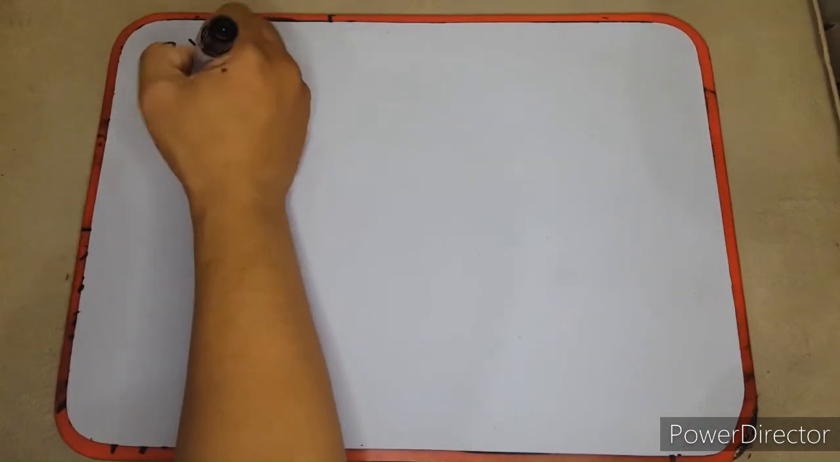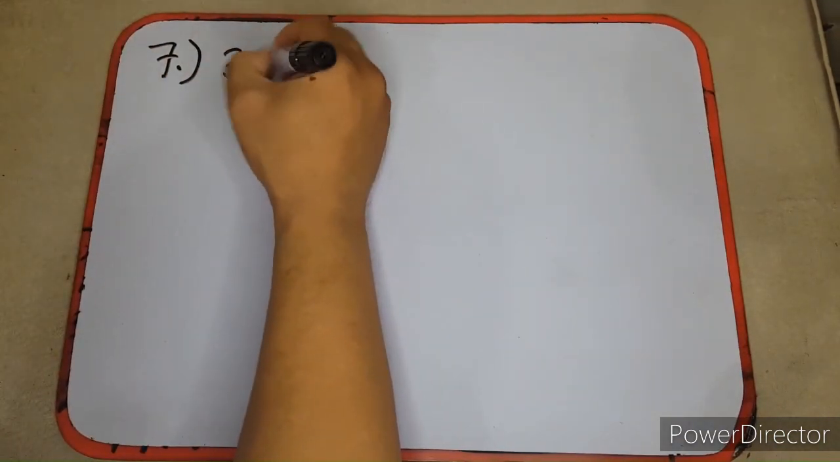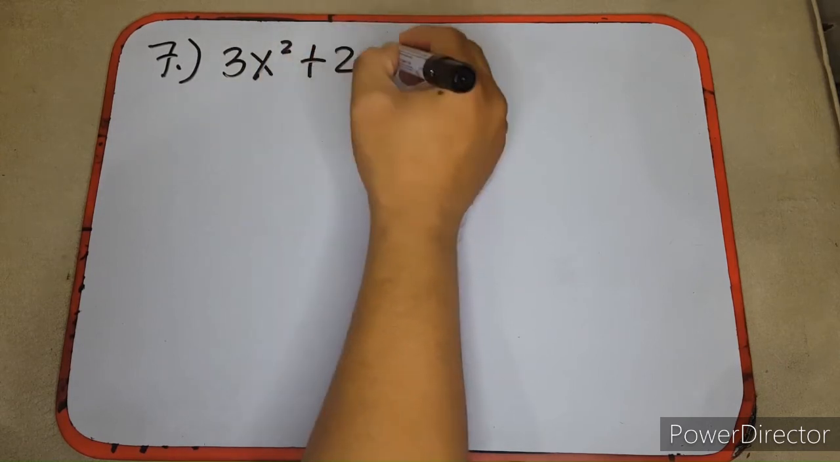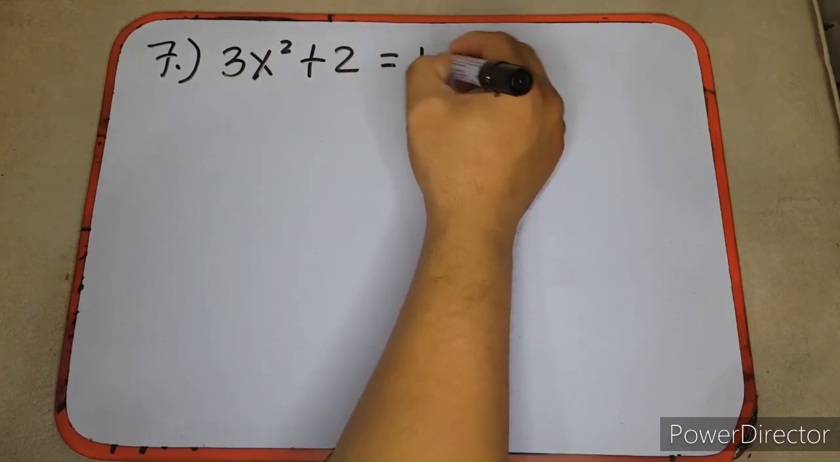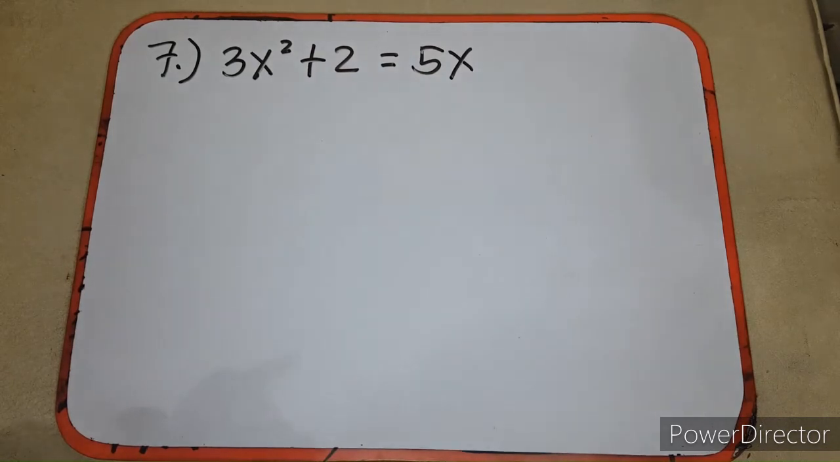Okay, this time let's answer example number 7. So the given is 3x squared plus 2 is equal to 5x. If you are going to analyze that given equation, it was not arranged yet in the form ax squared plus bx plus c is equal to 0. So it would be best if you are going to arrange it first in that form so that we can correctly identify values of a, b, and c.